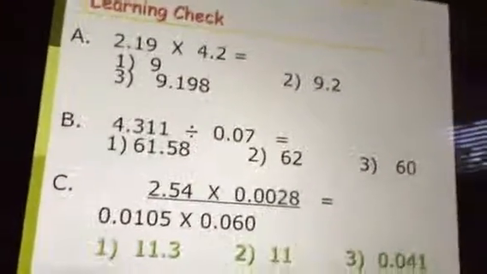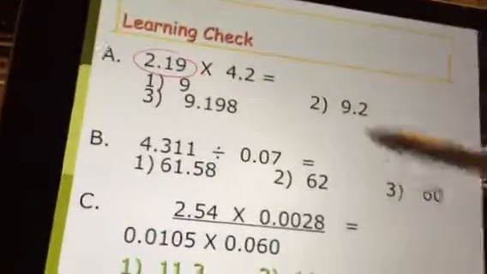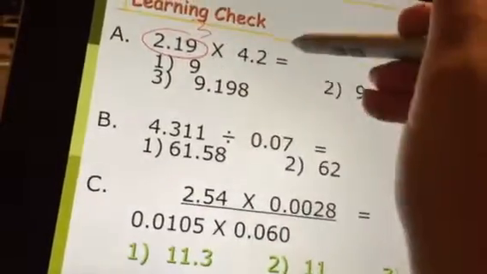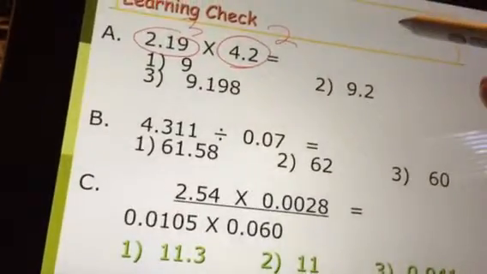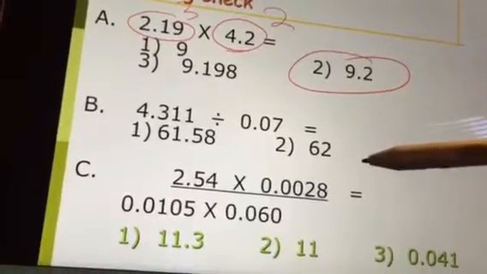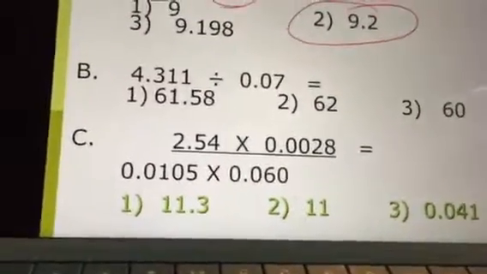So if I do this first one with you, 2.19 times 4.2. Again, we're not worried about just what's after the decimal place. We're worried about the entire number. So I have 3 significant figures there, and in 4.2, I have 2 significant figures overall. So my overall answer needs to have 2 significant figures. Okay? I'm going to give you a minute to go ahead and do B and C.